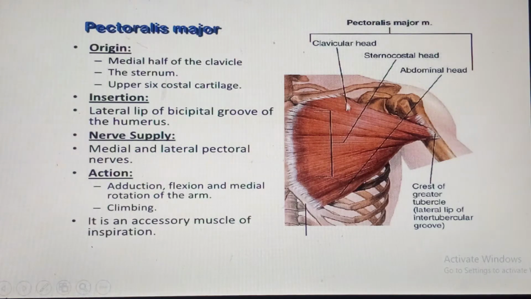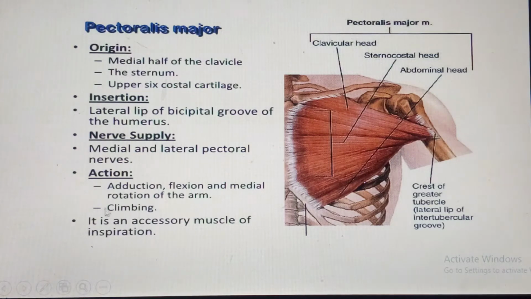Now if we are flexing the arm, then it will also be important as far as medial rotation is concerned. So if you are flexing it, then you are also helping in that kind of medial rotation. So essentially, the pectoralis major muscle will also help in medial rotation of the arm. Okay, so that's one important thing.